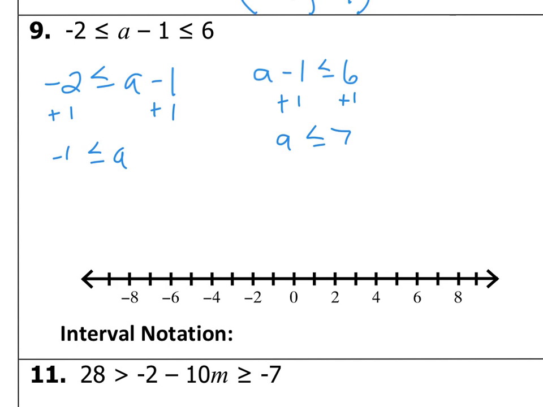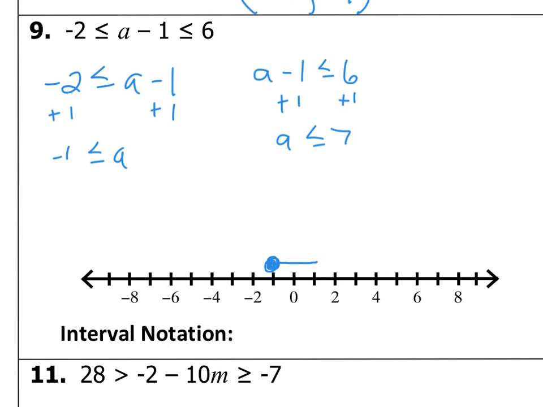Oops, excuse me, it's supposed to be 7 there. Okay, so now that we have that taken care of, we have our two endpoints, our lowest value and our highest value. So we'll notice that -1 is less than or equal to a. Okay, so if we put -1 on our number line, we're going to have a closed circle, and that's less than or equal to a.